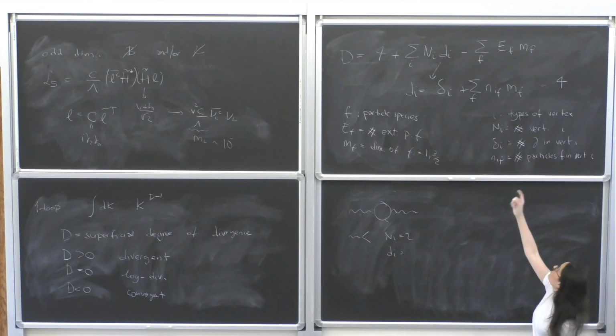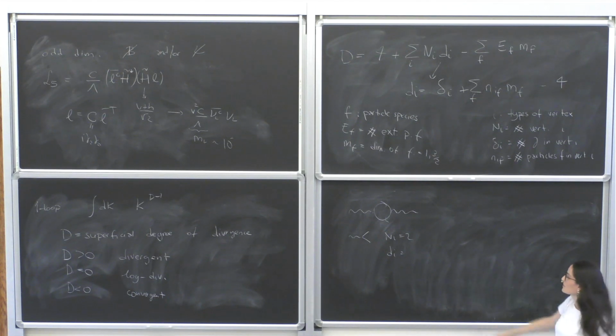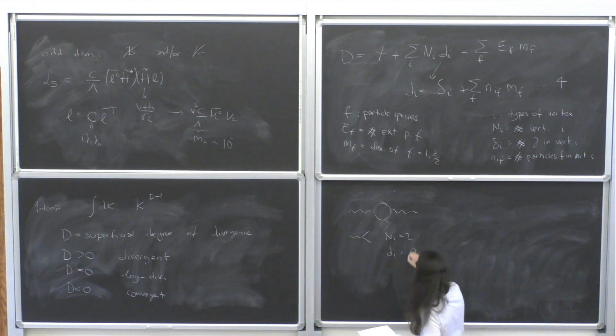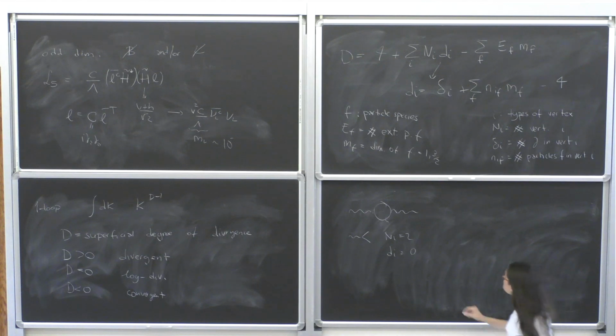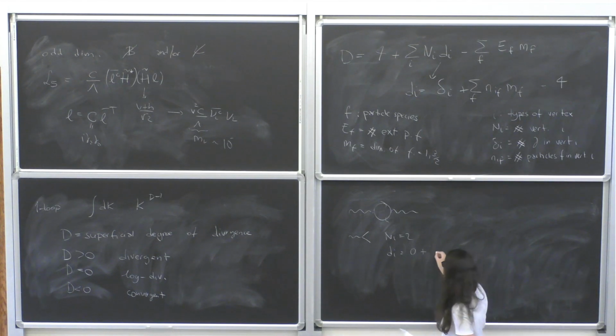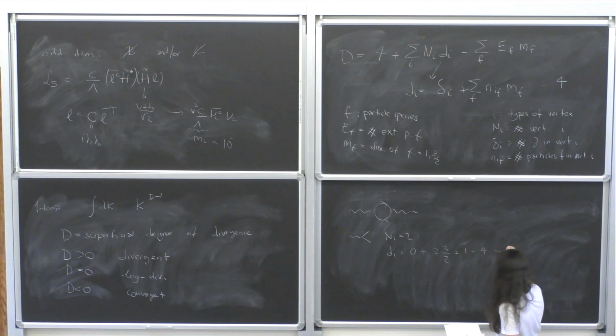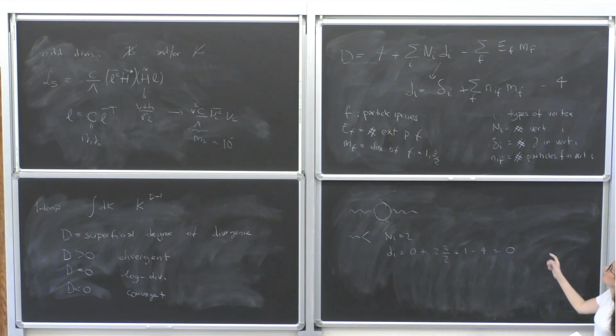So it should be the dimension of the vertex minus 4, so this should be 0. But we can check it. This does not contain any derivatives, so the delta is a 0. And then you have the sum over the dimensions of the fields that enter. There are two fermions that do 2 times 3/2, and then there is one boson that has dimension 1. We subtract 4, and we should get a 0. Okay, so this part of the first term basically vanishes.